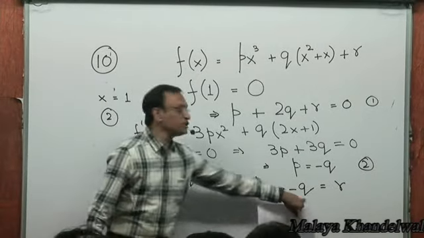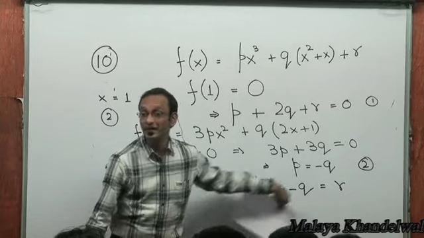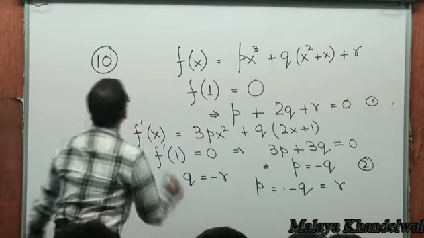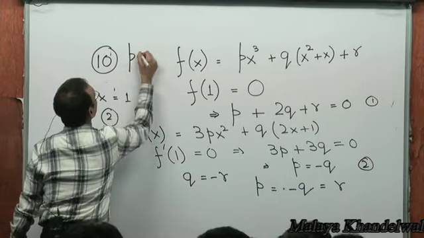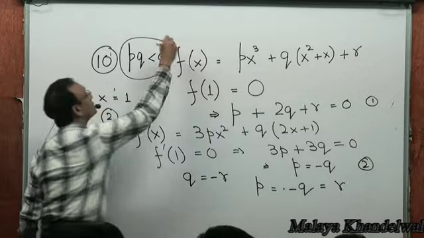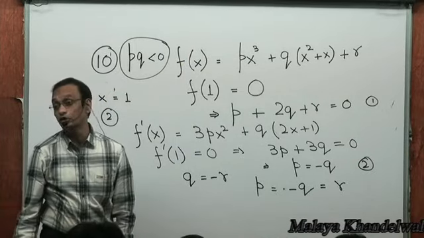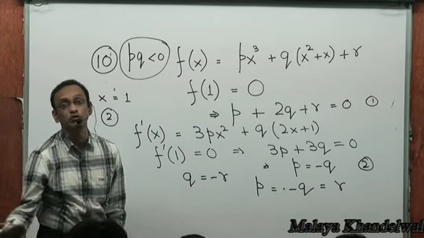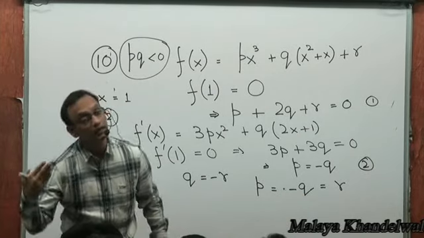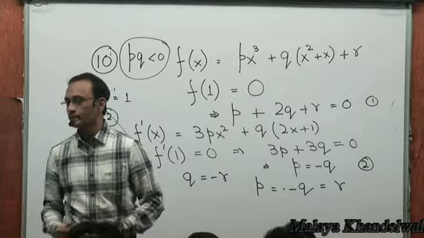Very clearly, p and q are of opposite signs. If p is minus q, p and q are of opposite signs. Yes or no? And if p and q are of opposite signs, pq must be less than 0. That's the only conclusion you can have. P equal to minus q, therefore pq must be less than 0. What do you say? Right?